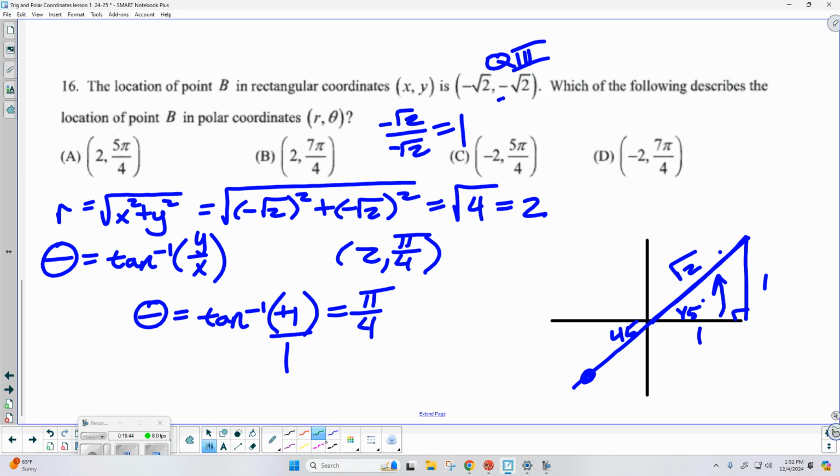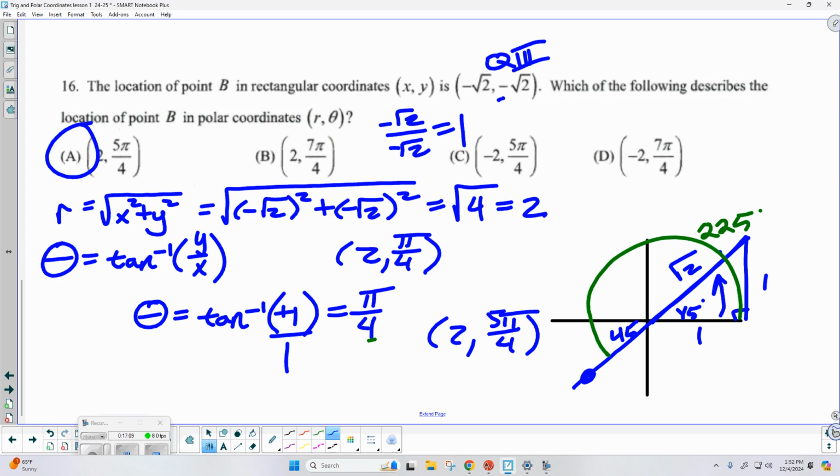Basically, by extending this, all I'm doing is taking the angle I found and adding what? Pi, 180 degrees, yeah. So if I rotate all the way around here, 180 plus 45, that's 225. What's that as a radian measure? There we go. So 2 and 5 pi over 4, that's the answer I'm looking for. See, that's why you've got to be careful.